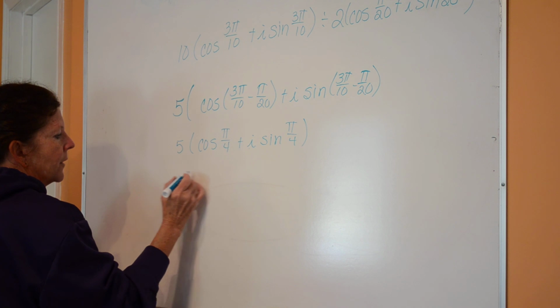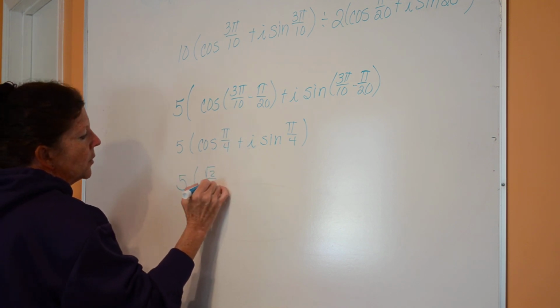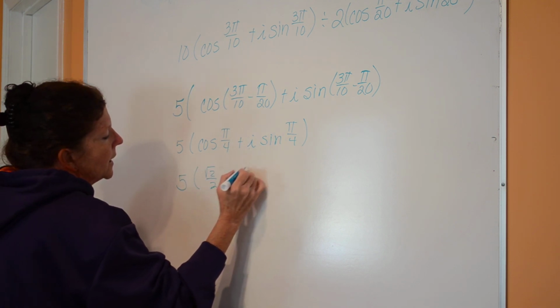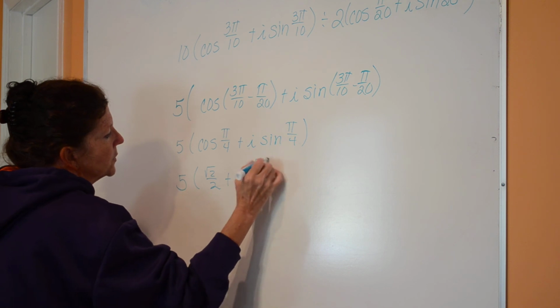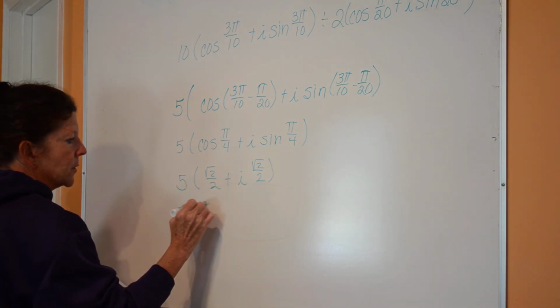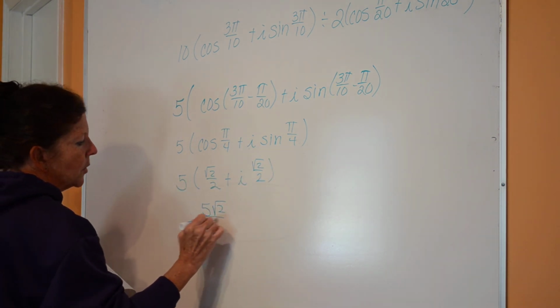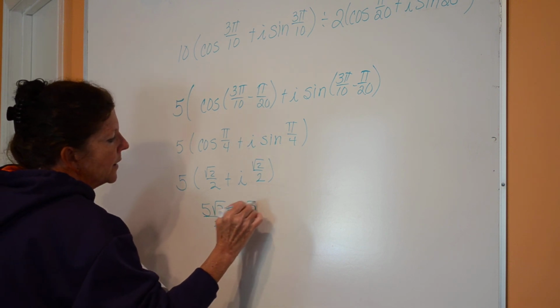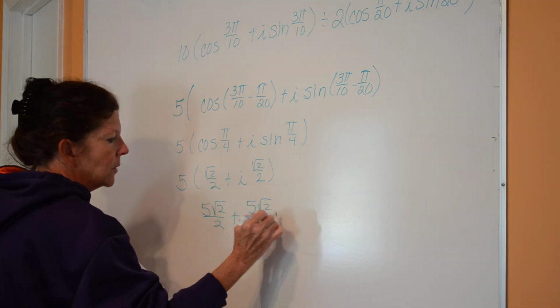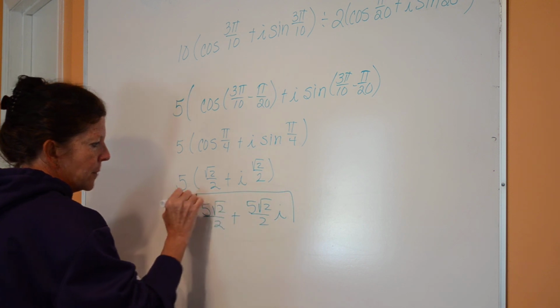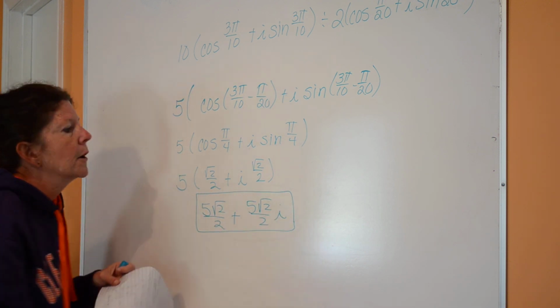So I have 5 times the square root of 2 over 2 plus i times the square root of 2 over 2. I multiply it. So I've got 5 square root of 2 over 2 plus 5 square root of 2 over 2 i. And don't forget the i is on that back part because that's the imaginary part.